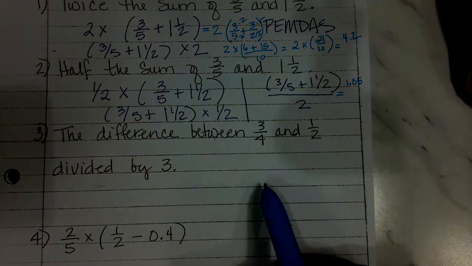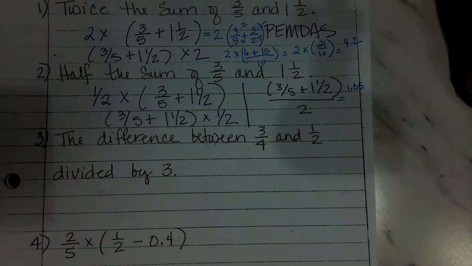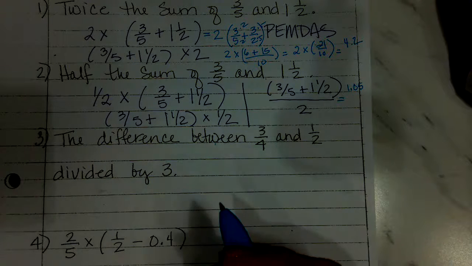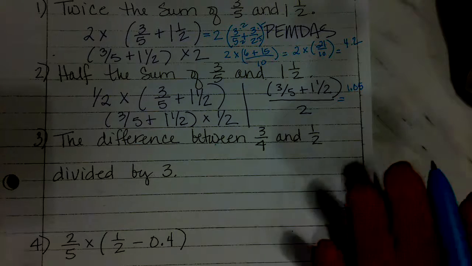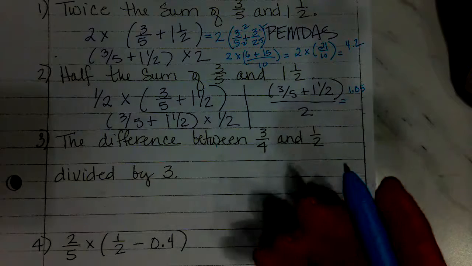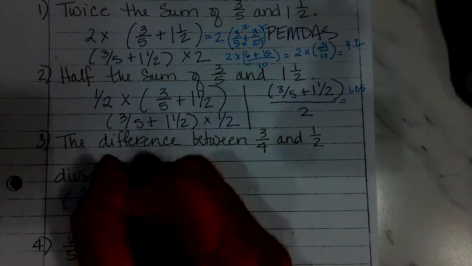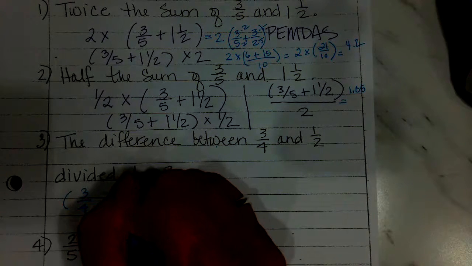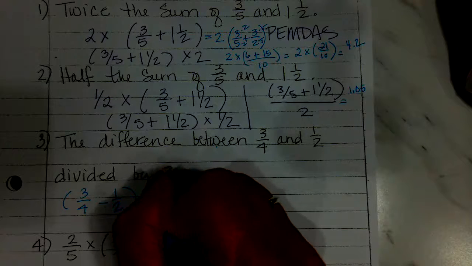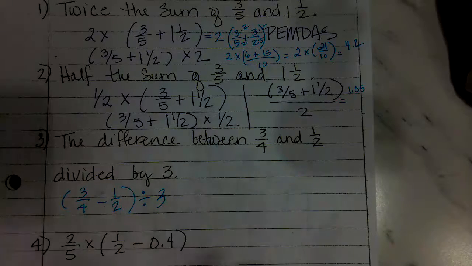It says divided by 3, right? We can write that like a fraction with 3 as the denominator, or dividing by 3 is the same as taking a third of something. So we can multiply the subtraction by a third. So how do you want to write it? There's 2 different ways to write it. So you could say the difference between 3/4 and a half divided by 3. You've written it, it follows the words, it's perfect.